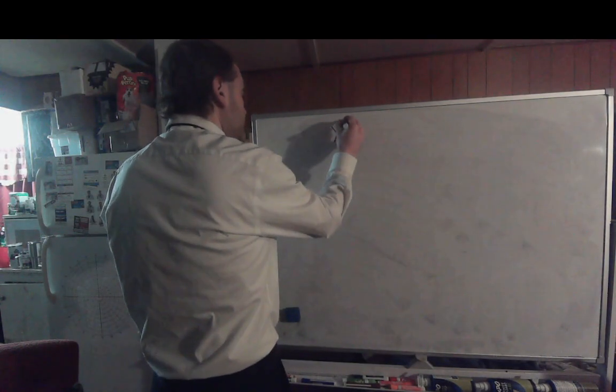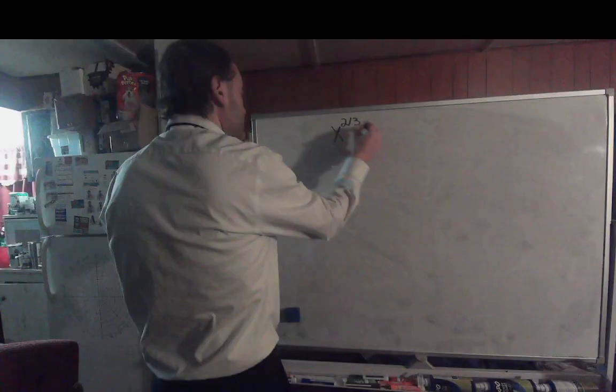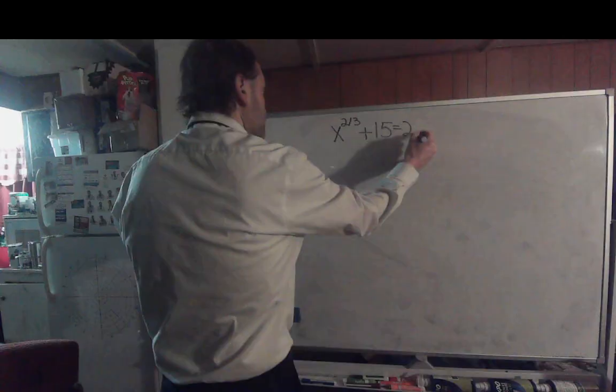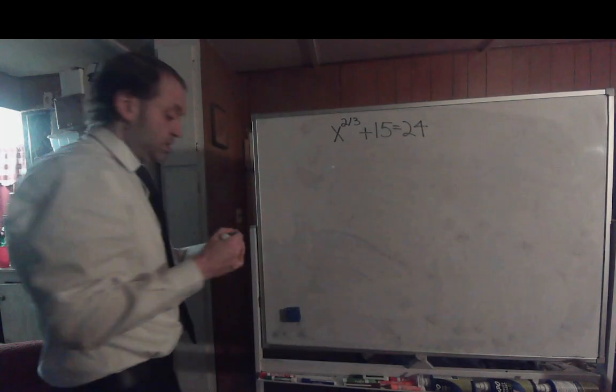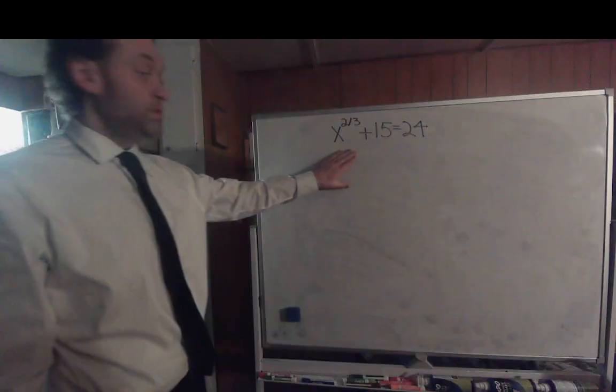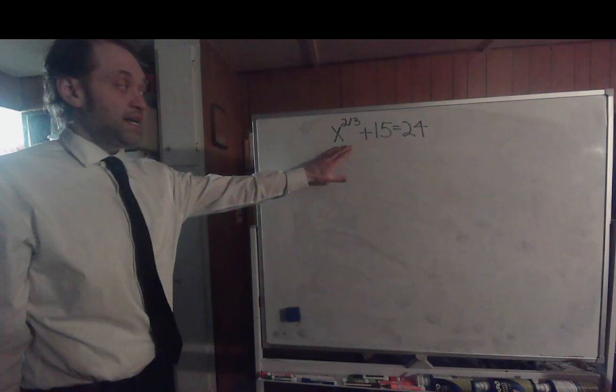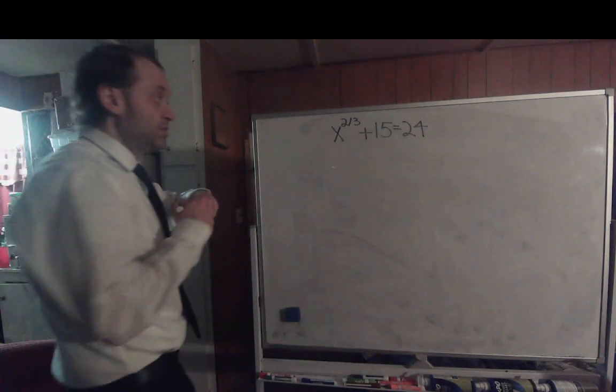All right. x to the 2/3 plus 15 equals 24. So now we have x to the 2/3 plus 15 equals 24. Well, let's get that x to the 2/3 by itself.